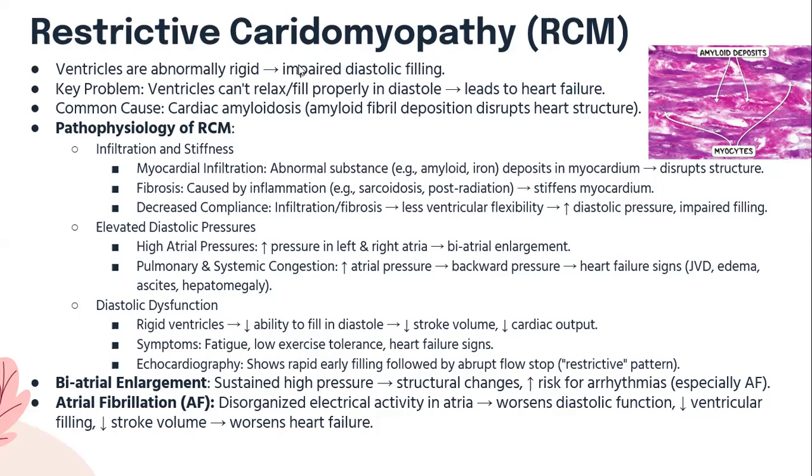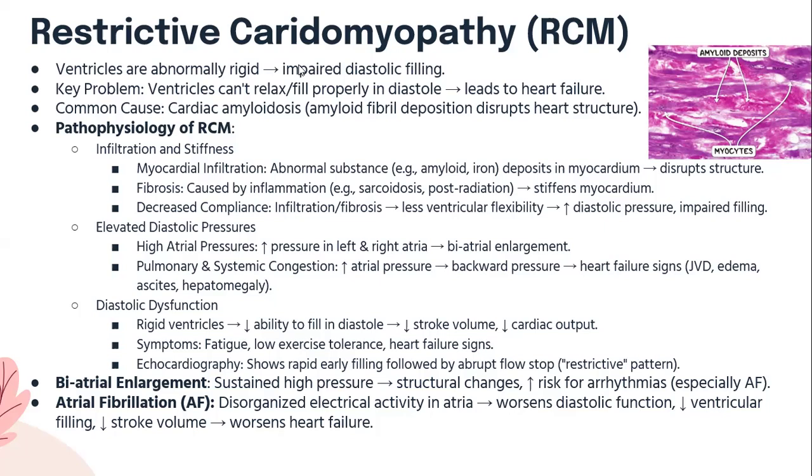The echocardiographic findings often reveal a restrictive filling pattern characterized by rapid early filling, followed by an abrupt cessation of flow, resulting in a characteristic restrictive pattern. So atrial enlargement and heart failure. We have a look at biatrial enlargement.